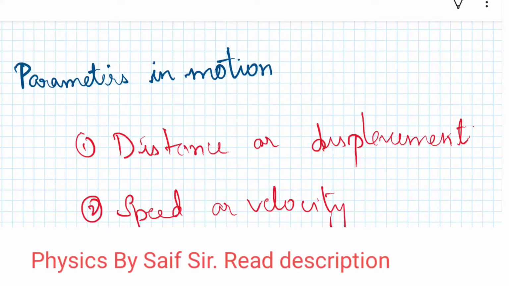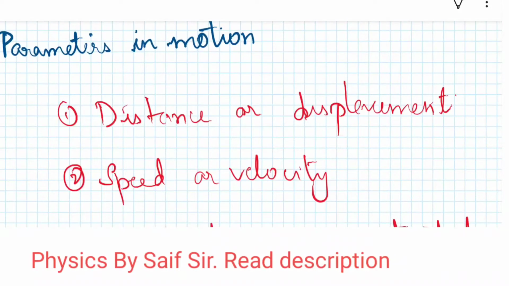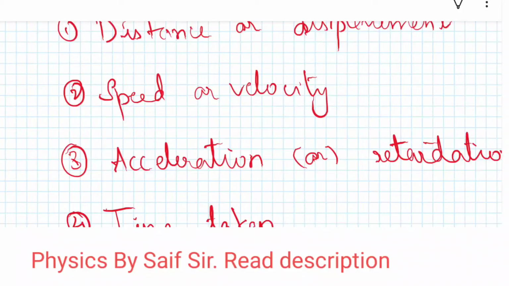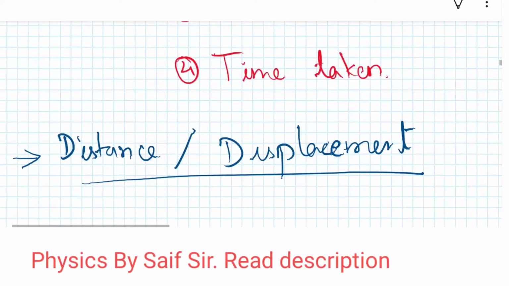So there are four parameters here. First is distance or displacement. Second is speed or velocity. Third is acceleration or retardation. Fourth is time taken. Starting with the first one, that is distance, displacement.